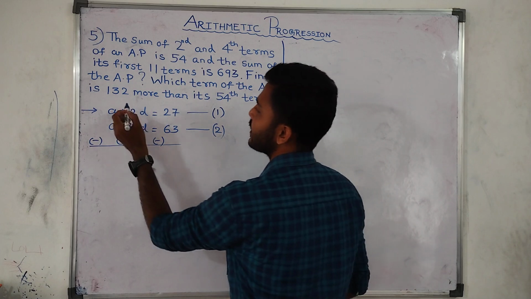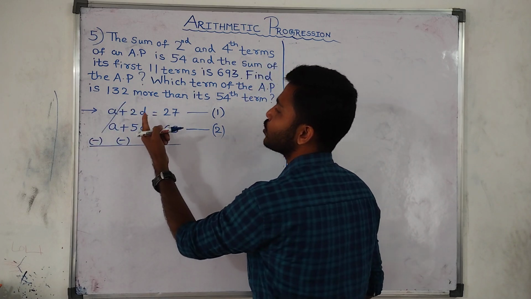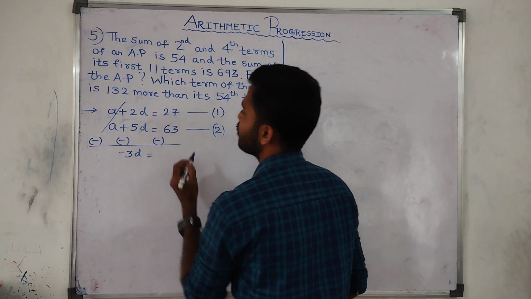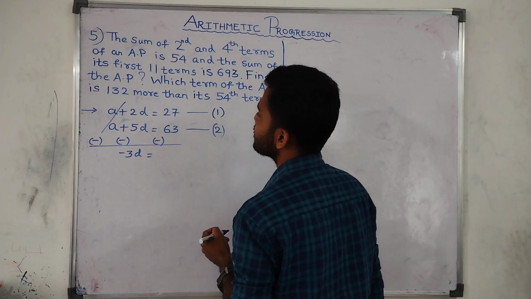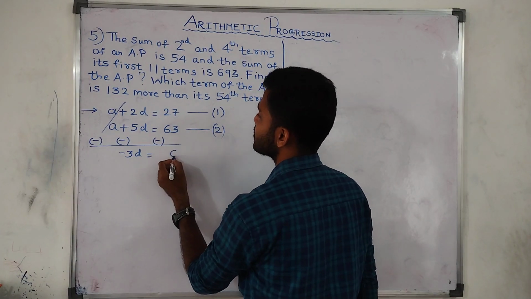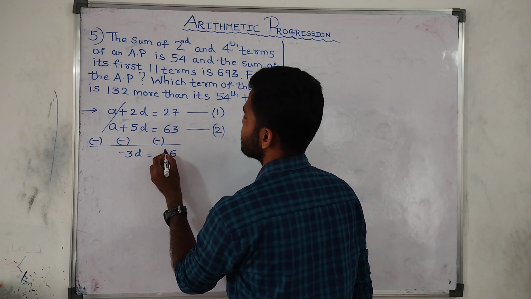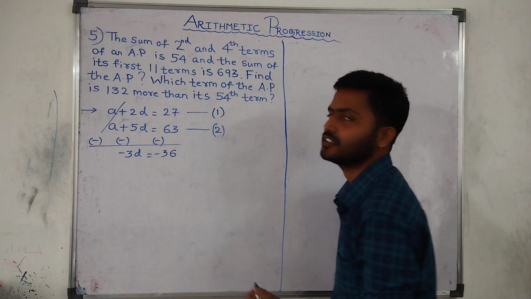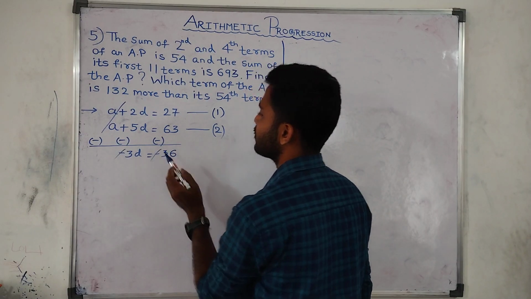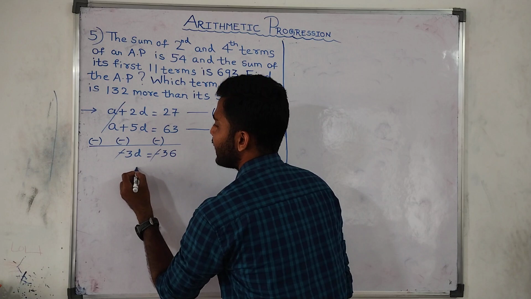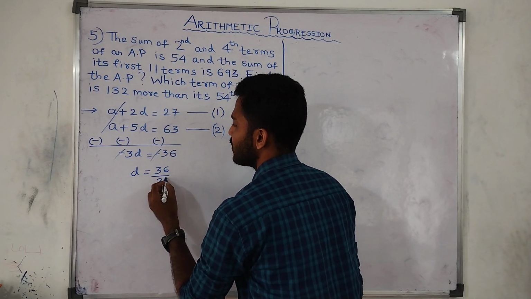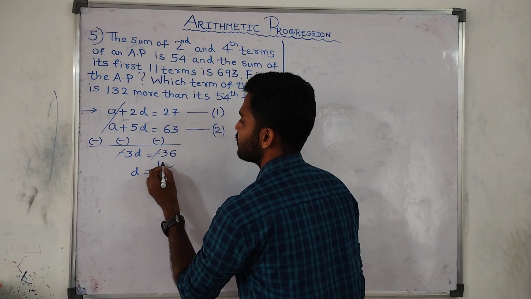Okay. So now plus a and minus a get cancelled. So 2d minus 5d is going to be minus 3d is equal to 27 minus 63. So 30 minus 7 is 6. Then 5 minus 2 is 3. So this is going to be minus 36. So minus 3d is equal to minus 36. Minus minus also gets cancelled. So the value of d is going to be 36 divided by 3. So 3 1 times, 3 12 times.